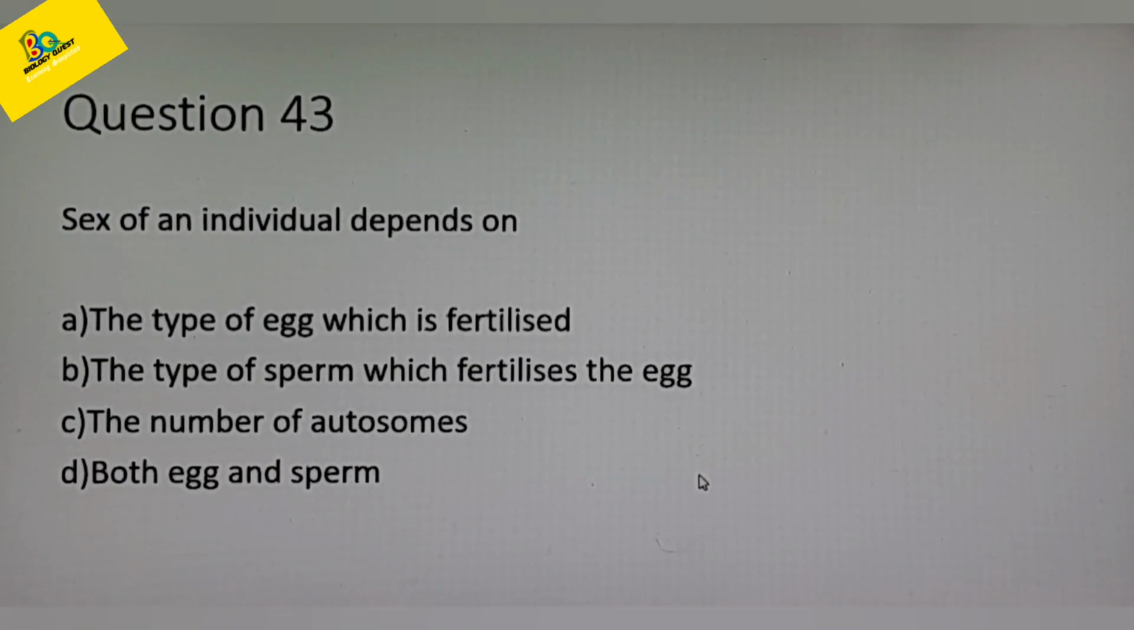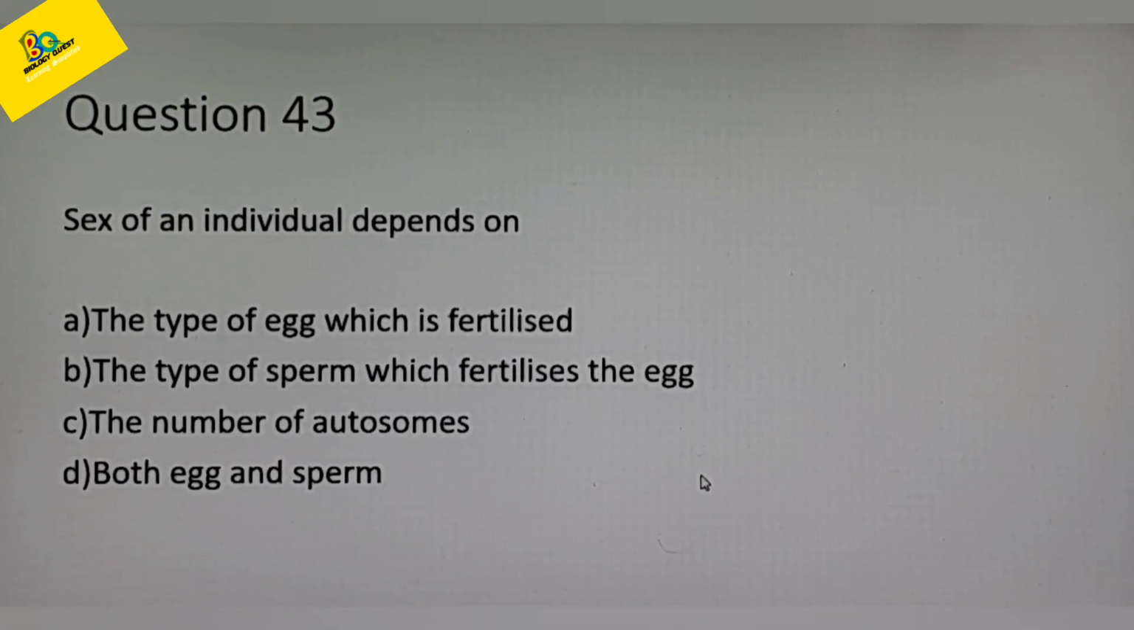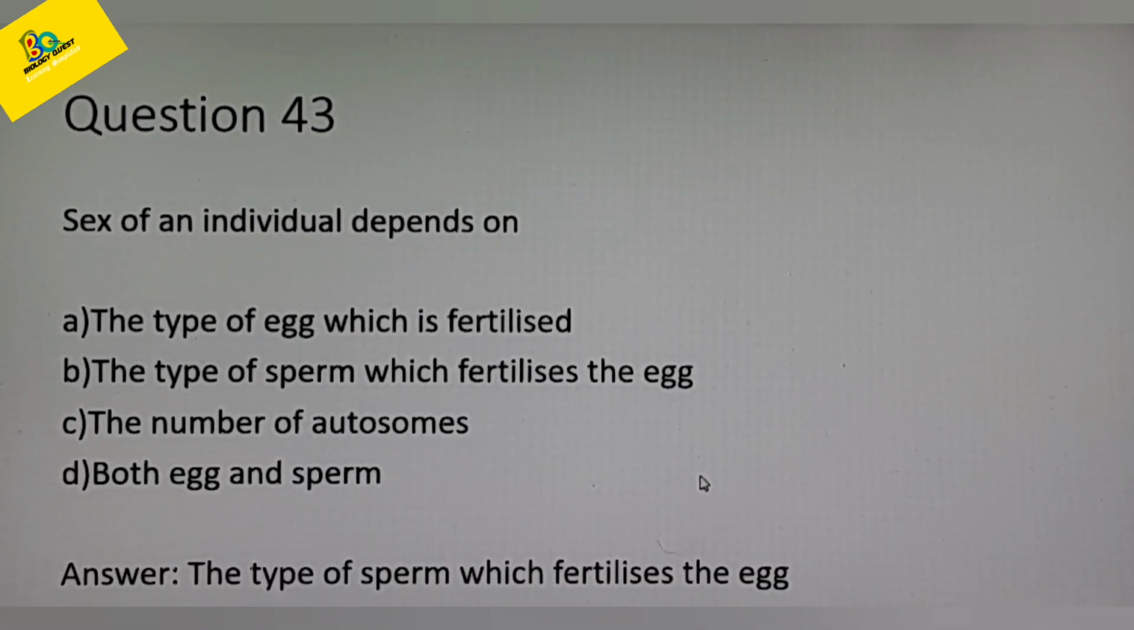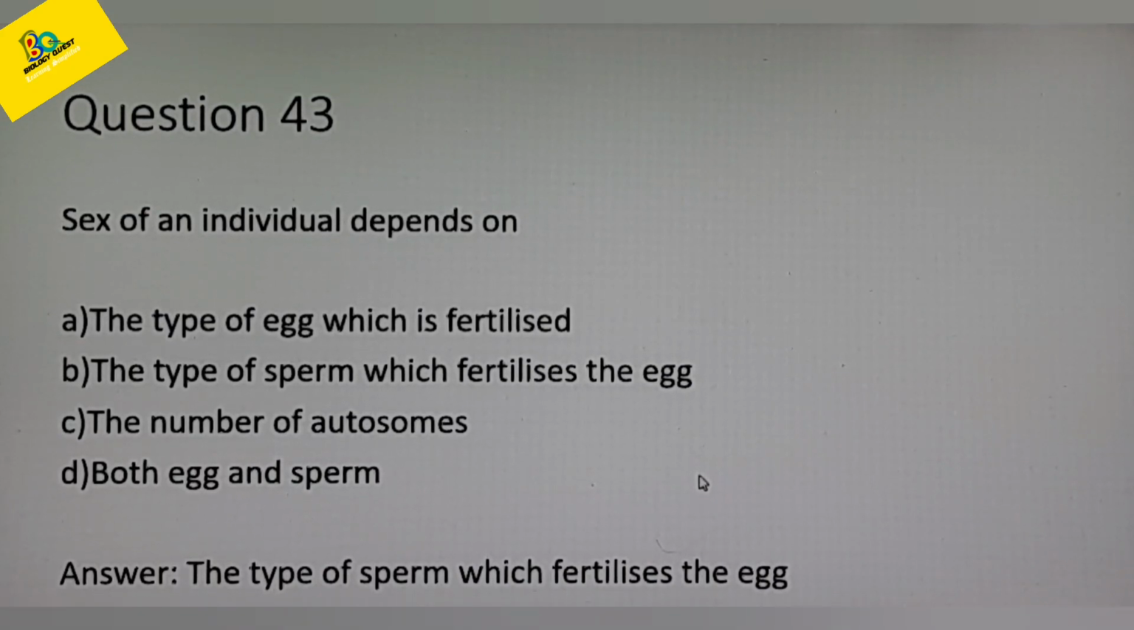Which is the correct answer? Have you guessed the answer? Option B is the correct answer. Sex of an individual depends upon the type of sperm which fertilizes the egg. What is the reason for that?